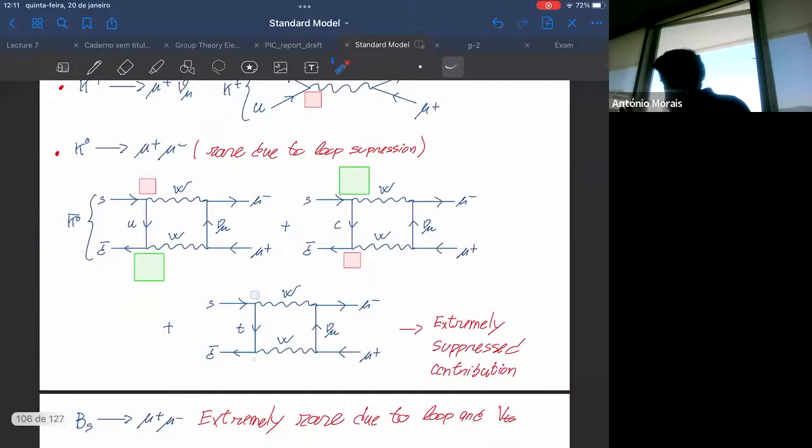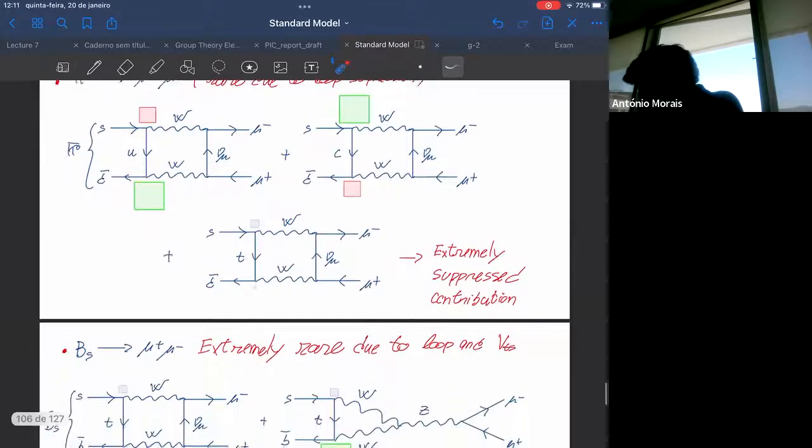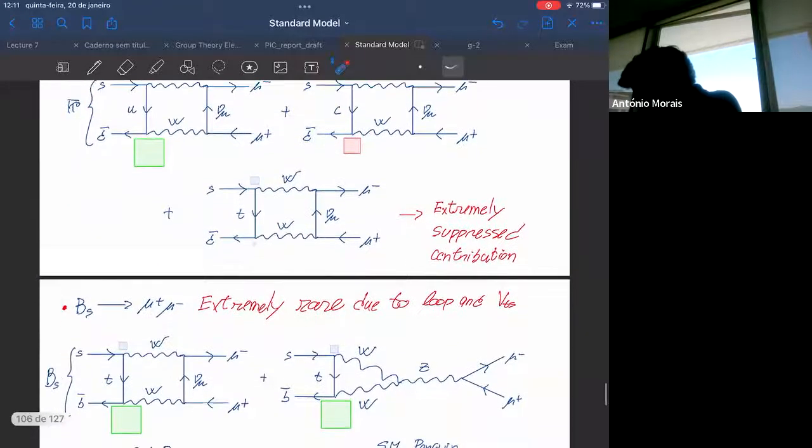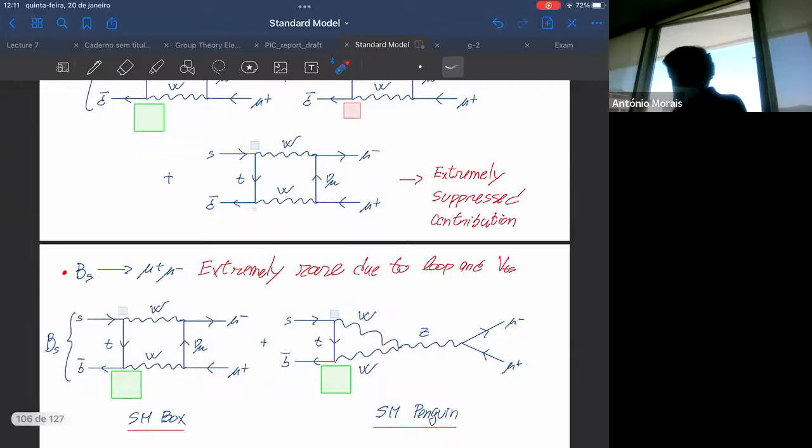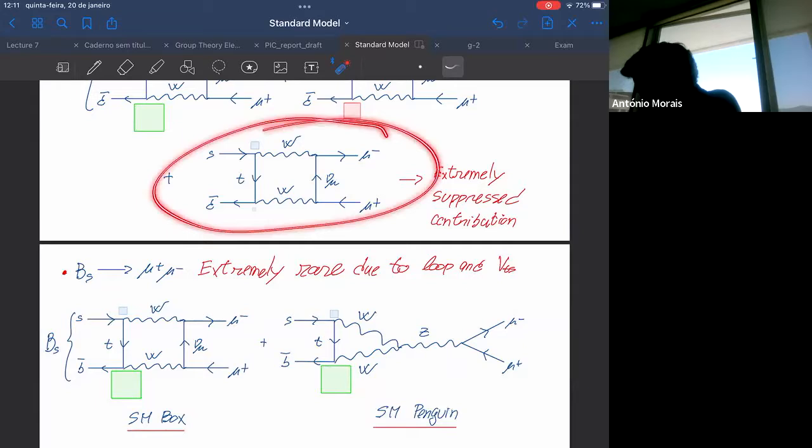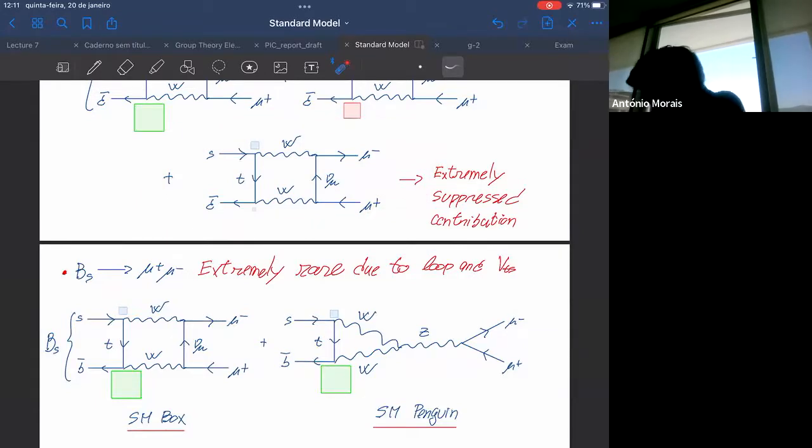Another one that now it's not rare, it's an extremely rare decay. So this B_s to mu mu, and this is a quite good test of new physics. So you can have these two types of diagrams. One, as the ones above, is the box diagram, and another one is the penguin. I think the above one can also have a penguin diagram there, the other ones as well.